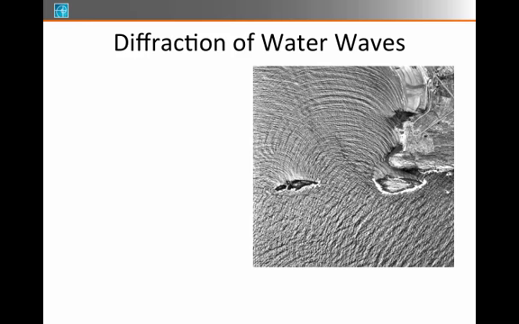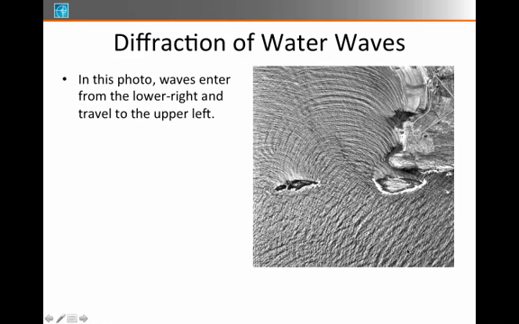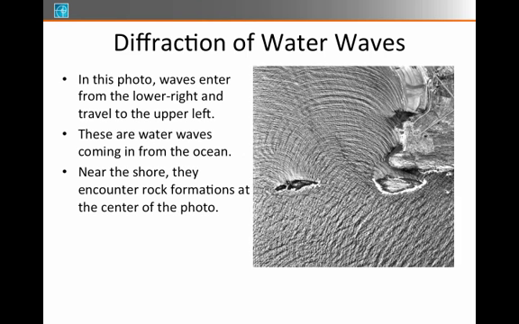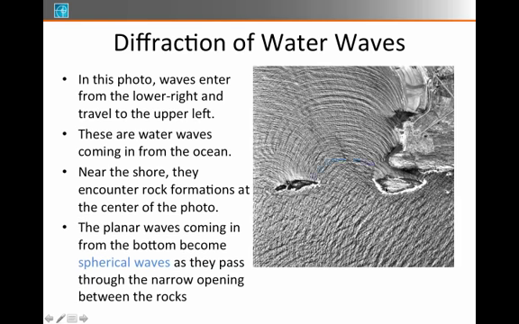Here's an example with water waves, and so you see waves coming in from the bottom and heading toward the upper left. Near the shore, there are two rock formations that are making a barrier. So notice what's happening in between. The plane waves coming in now become circular or spherical waves as they pass through the narrow opening between the rocks. In other words, it's been diffracted.